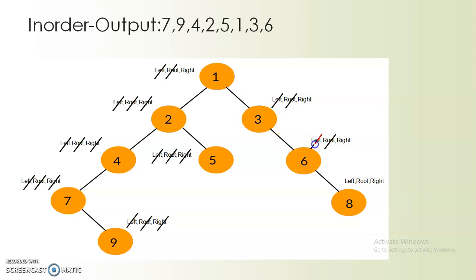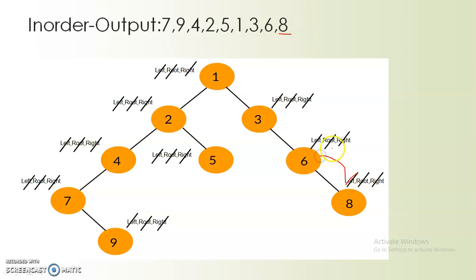Okay, there is no left subtree for 6, so strike out and display the 6 in the output. Okay, strike out and go to the next node, 8. There is no left for the 8, so strike out and display the 8 in the output and strike out the root and strike out the right.